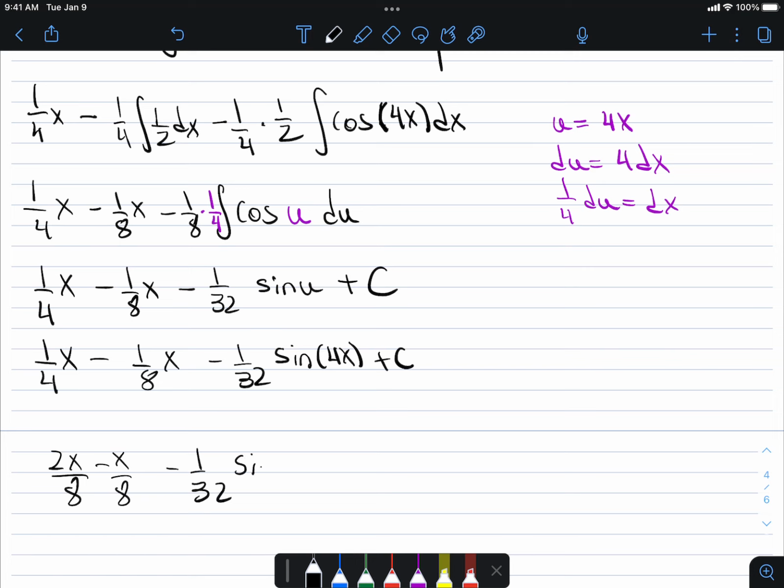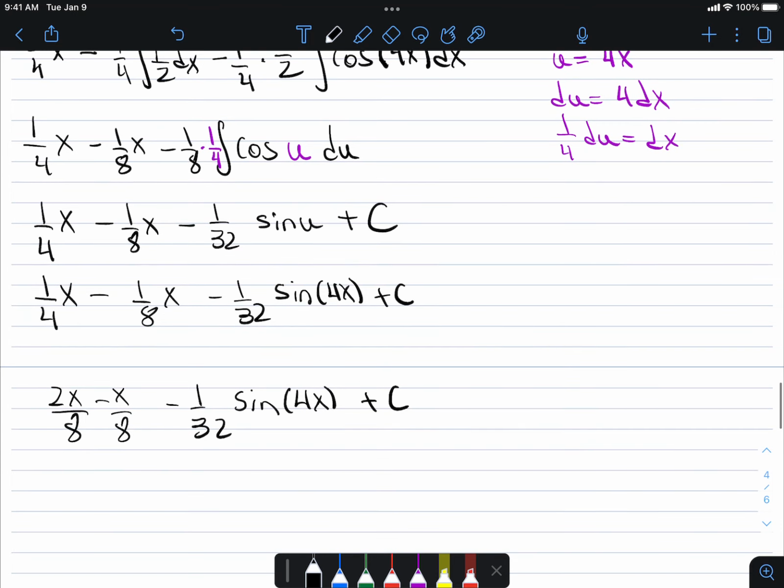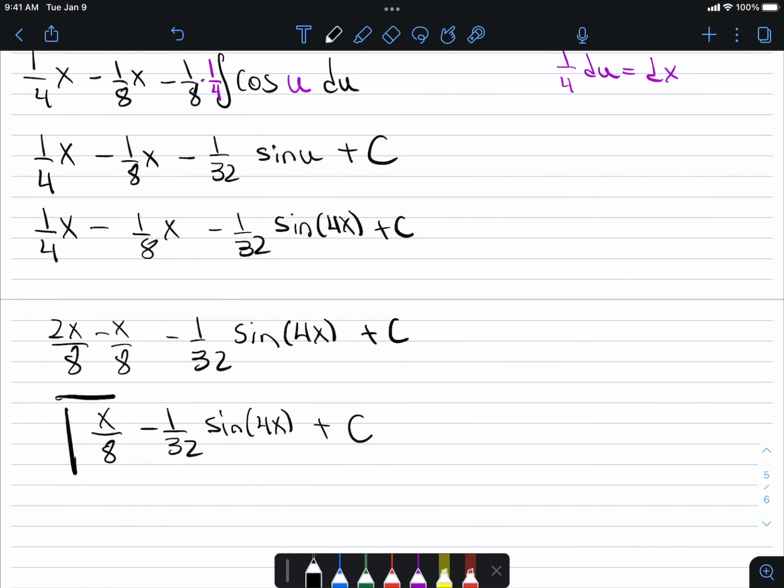Again, you don't have to be as careful. You don't have to write as many lines of calculations. I'm just trying to be thorough in the video, just so whoever is watching understands the process. And then when you're actually doing this on an exam or something, you don't need to write as much. So this is the answer.